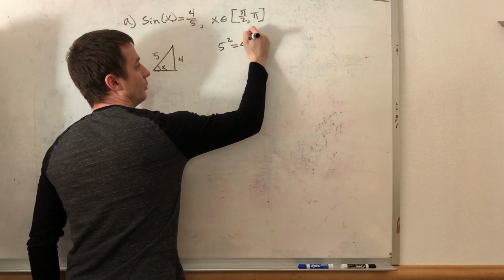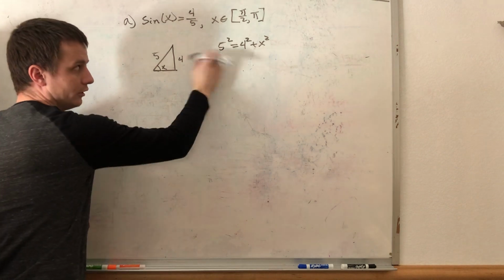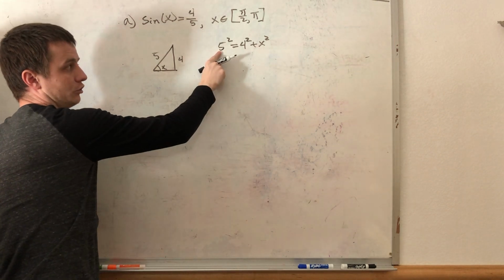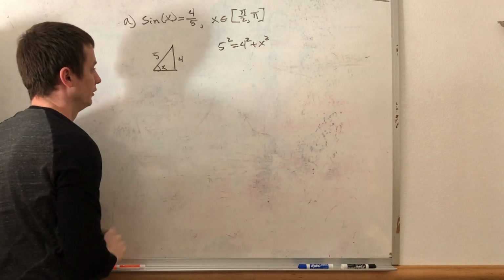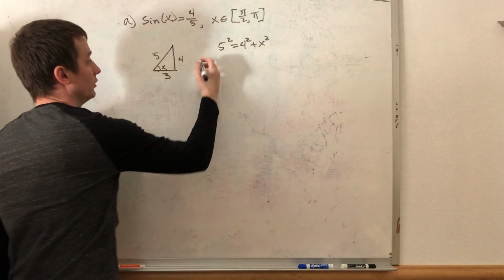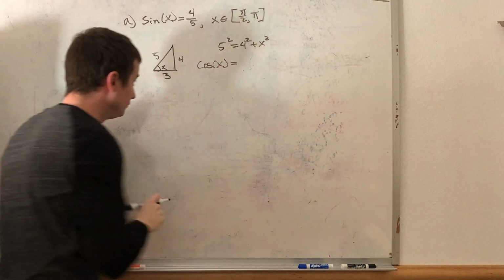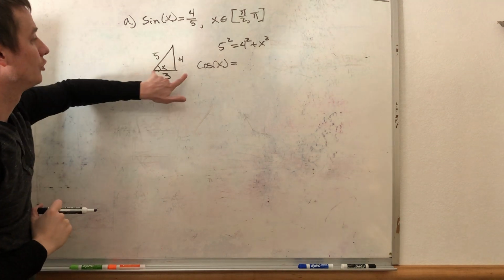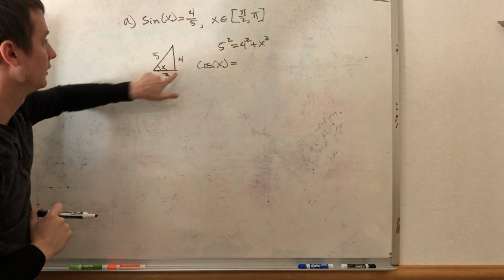5 squared is equal to 4 squared plus x squared. What x satisfies this equation? And you can find out really quick, it's 3. 5 squared is 25 minus 4 squared, or minus 16, which just leaves us 9. Square rooted is 3. So my side is 3. And with that, we can really easily say that cosine of x is equal to, now this just gives us the length of our triangle.